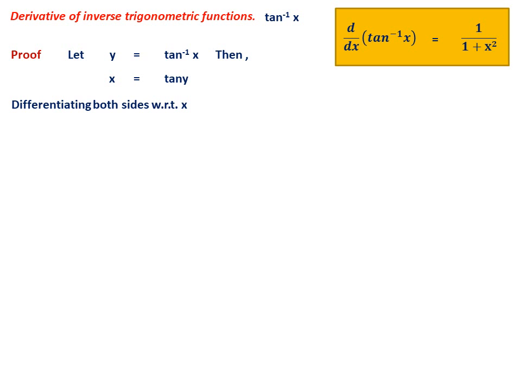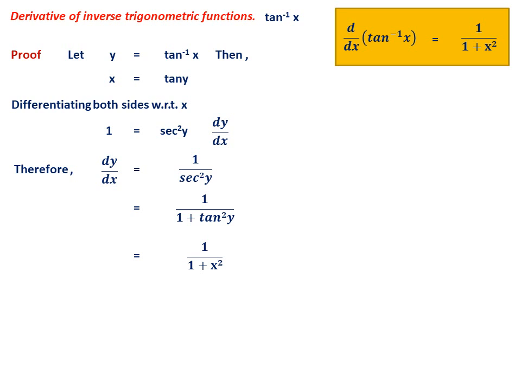Now differentiate both sides with respect to x. So left side will be 1, d by dx of x is 1, that is equal to differentiation of tan y is secant square y, but we have to multiply by dy by dx. Now once again dy by dx will be equal to 1 upon secant square y, but now secant square y can be written as 1 upon 1 plus tan square y, and tan y is x, therefore substitute. So this is 1 upon 1 plus x square.